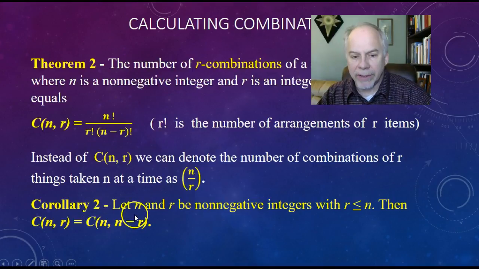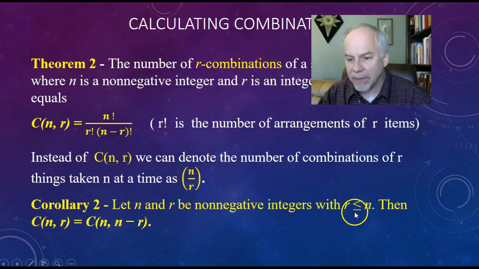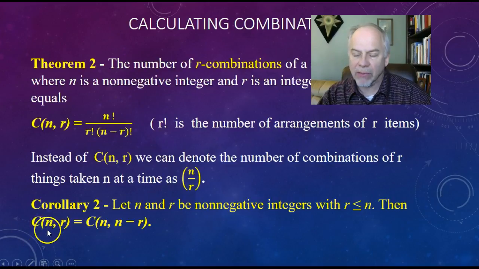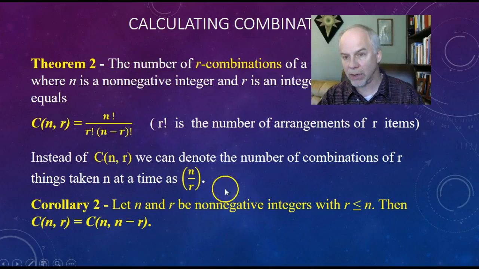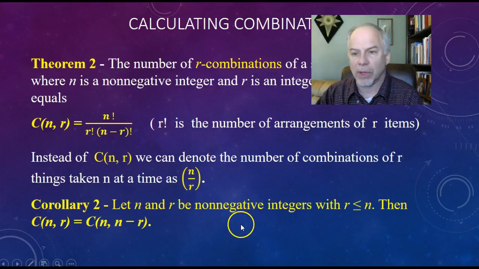Now, Corollary 2 says, let n and r be non-negative integers with r less than or equal to n, then C(n,r), or combinations of n things taken r at a time, equals the combinations of n things taken n minus r at a time. All right, we'll look at some examples that illustrate that.